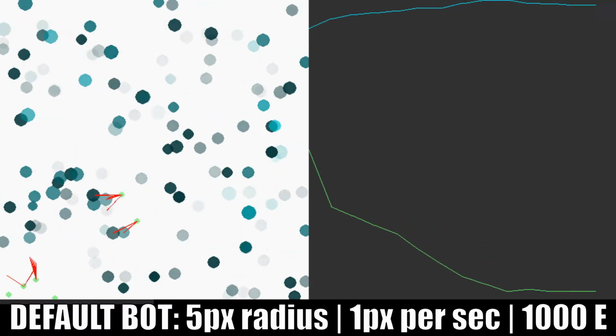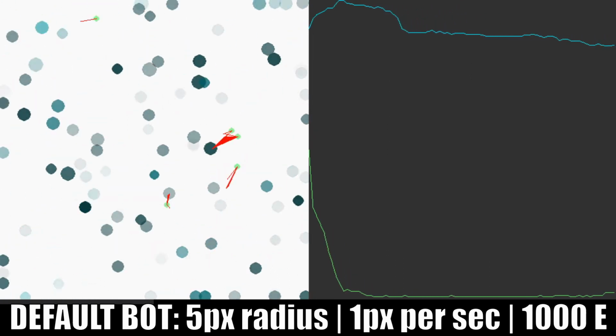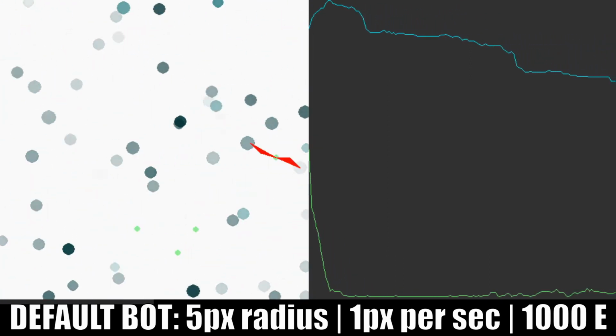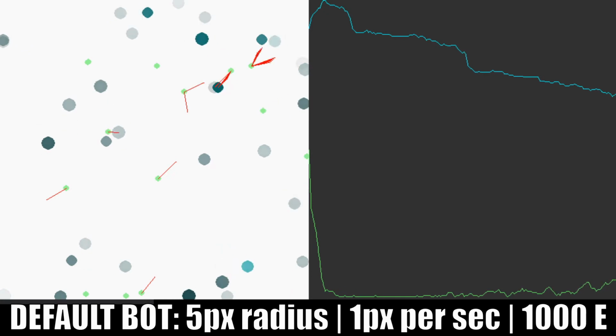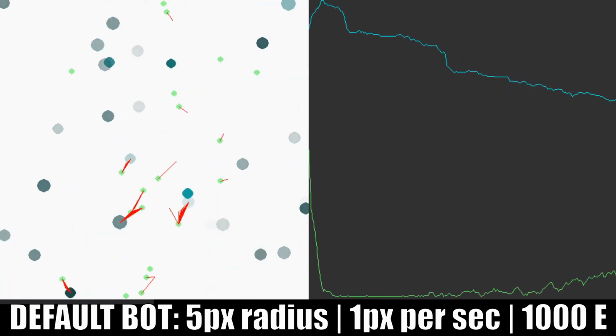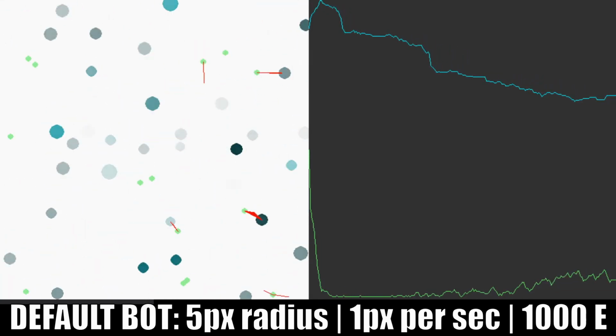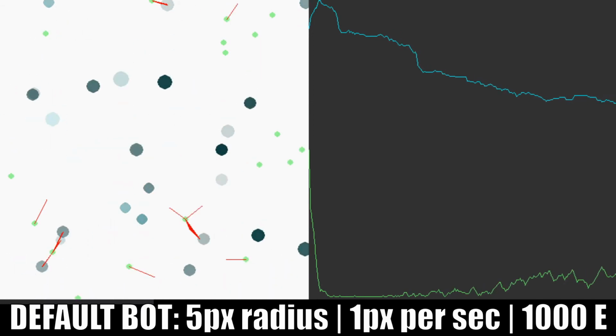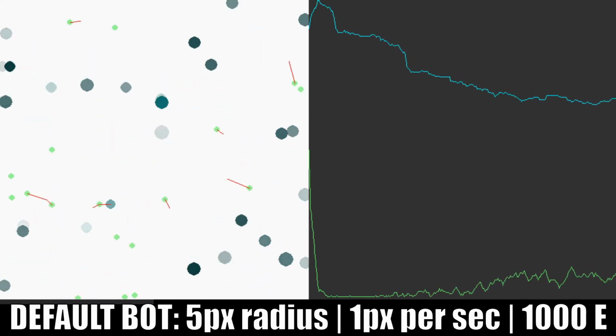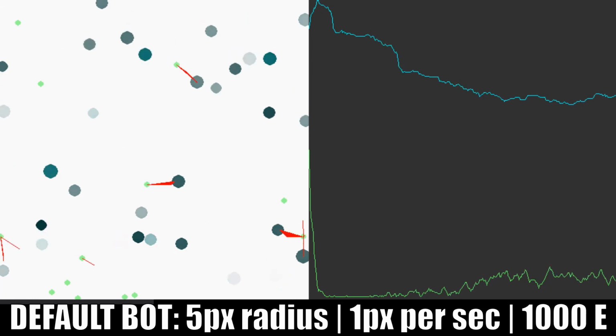Let's see if bots will sacrifice their energy for improved characteristics. While we watch, let me explain what the graph on the right is. The blue line records the population of bots. The green line represents the population of food. As you can see, the population of bots is decreasing as there is a lot of competition to get food.